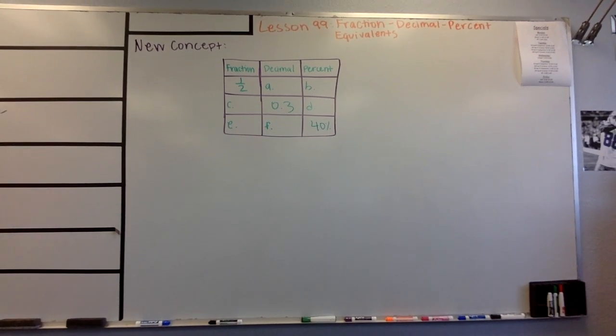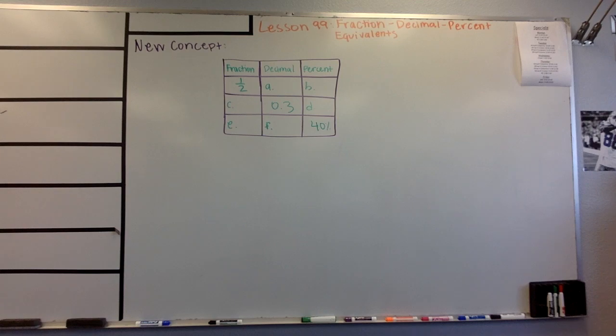This is lesson 99, fractions, decimals, percents, and equivalents. We've kind of already done this throughout the year, so it's not a brand new lesson, but we're going to work a little bit on our box. We see our box up there. We've got the fraction, the decimal, and the percent. So we need to find A, B, C, D, E, and F. Let's take a look at it.